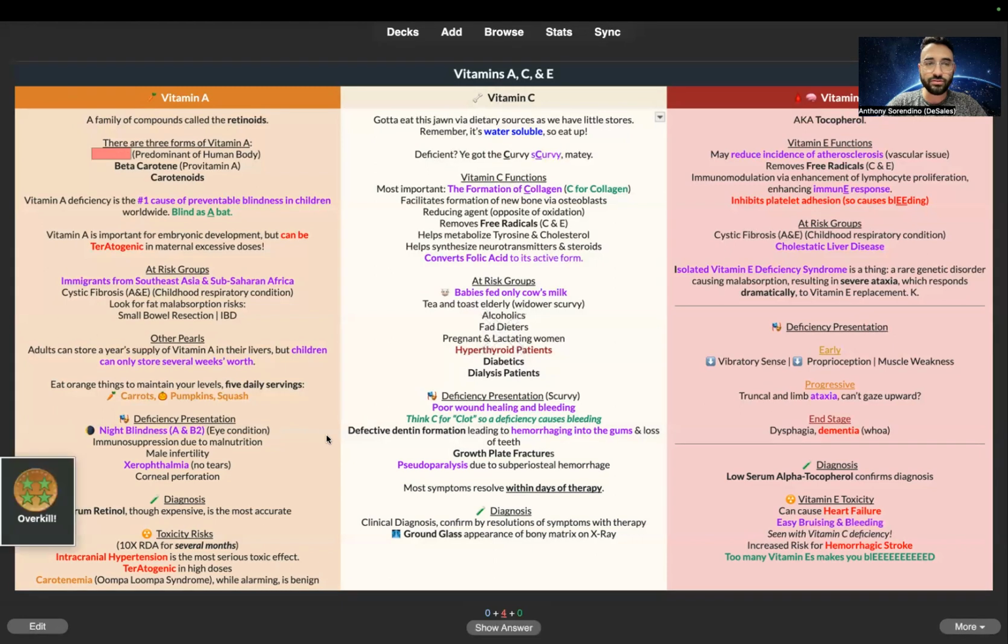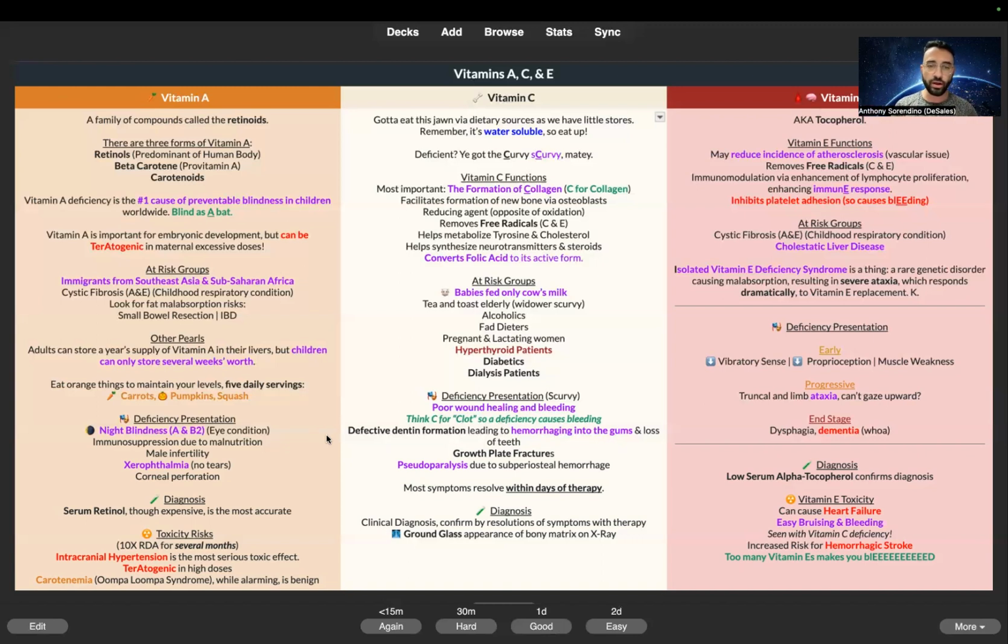You got the scurvy. There are 3 forms of vitamin A. Retinol is going to be the predominant one. Immigrants from Southeast Asia and Sub-Saharan Africa at risk for vitamin A deficiency. Poor wound healing and bleeding. So yeah, scurvy is kind of like the name of this constellation of symptoms for a deficiency of C.